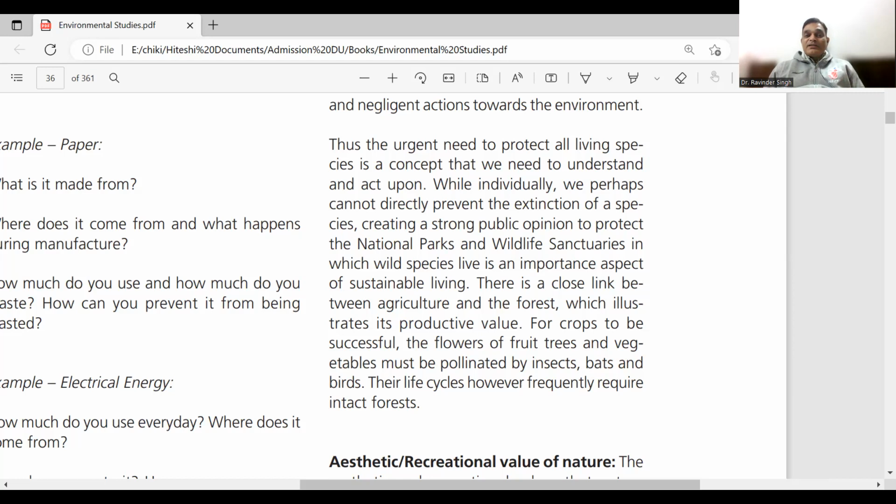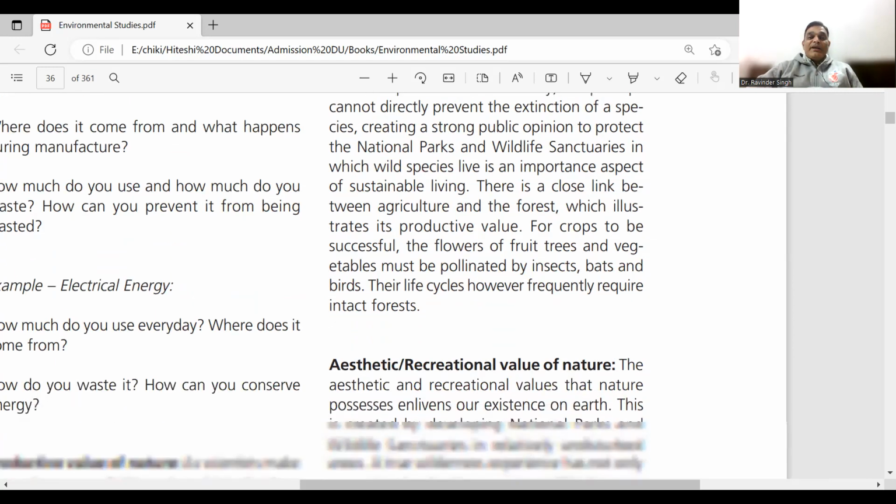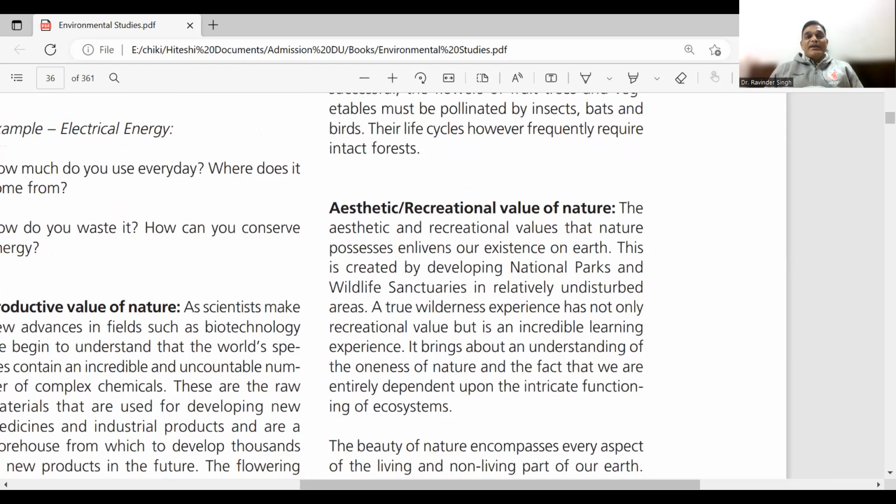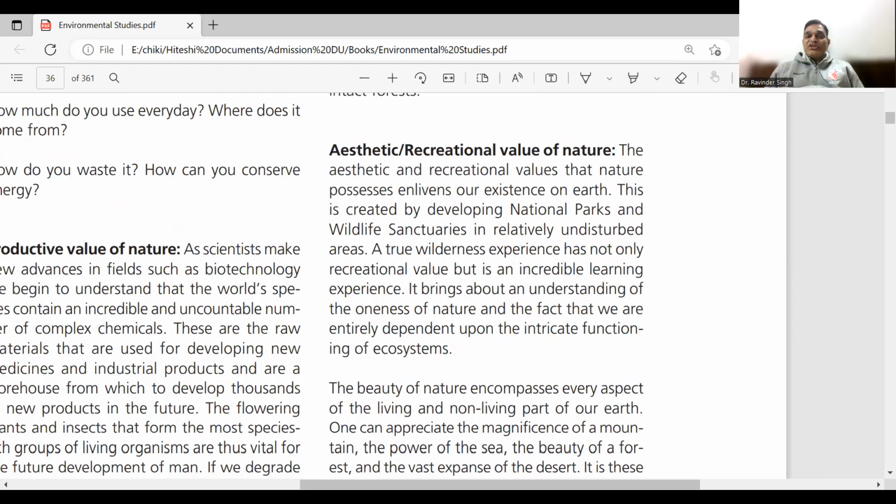Their life cycles, however, frequently require intact forests. Next heading, aesthetic and recreational value of nature. The aesthetic and recreational values that nature possesses enliven our existence on earth. This is created by developing national parks and wildlife sanctuaries in relatively undisturbed areas. A true wilderness experience has not only recreational value but is an incredible learning experience.